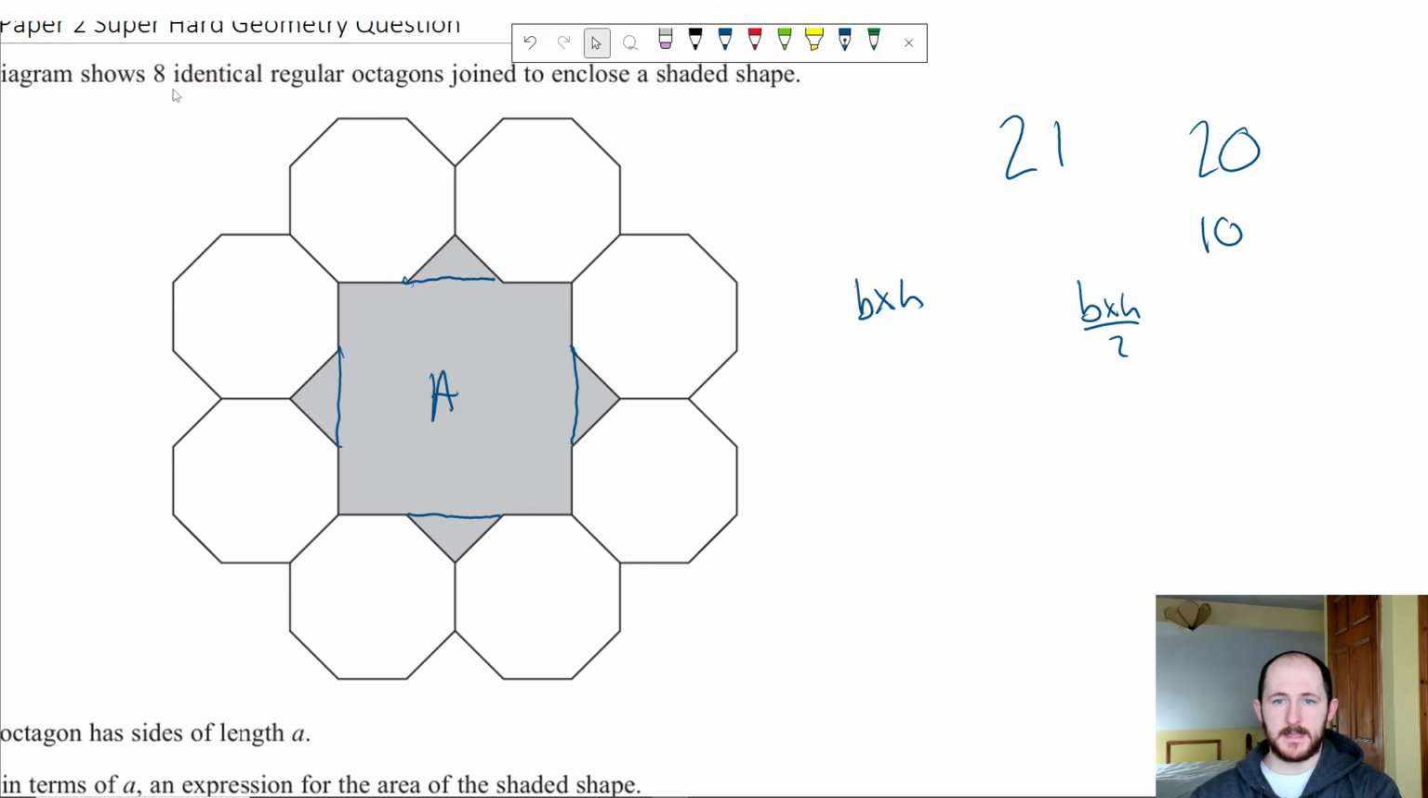The first thing is they tell me it's 8 identical regular octagons, and they have side A. So all of these sides here, in fact, let's write it in a different colour to make it stand out a bit more, are A, A, A, A, A, A, A, and A. And even the diagonals of each triangle are side A.